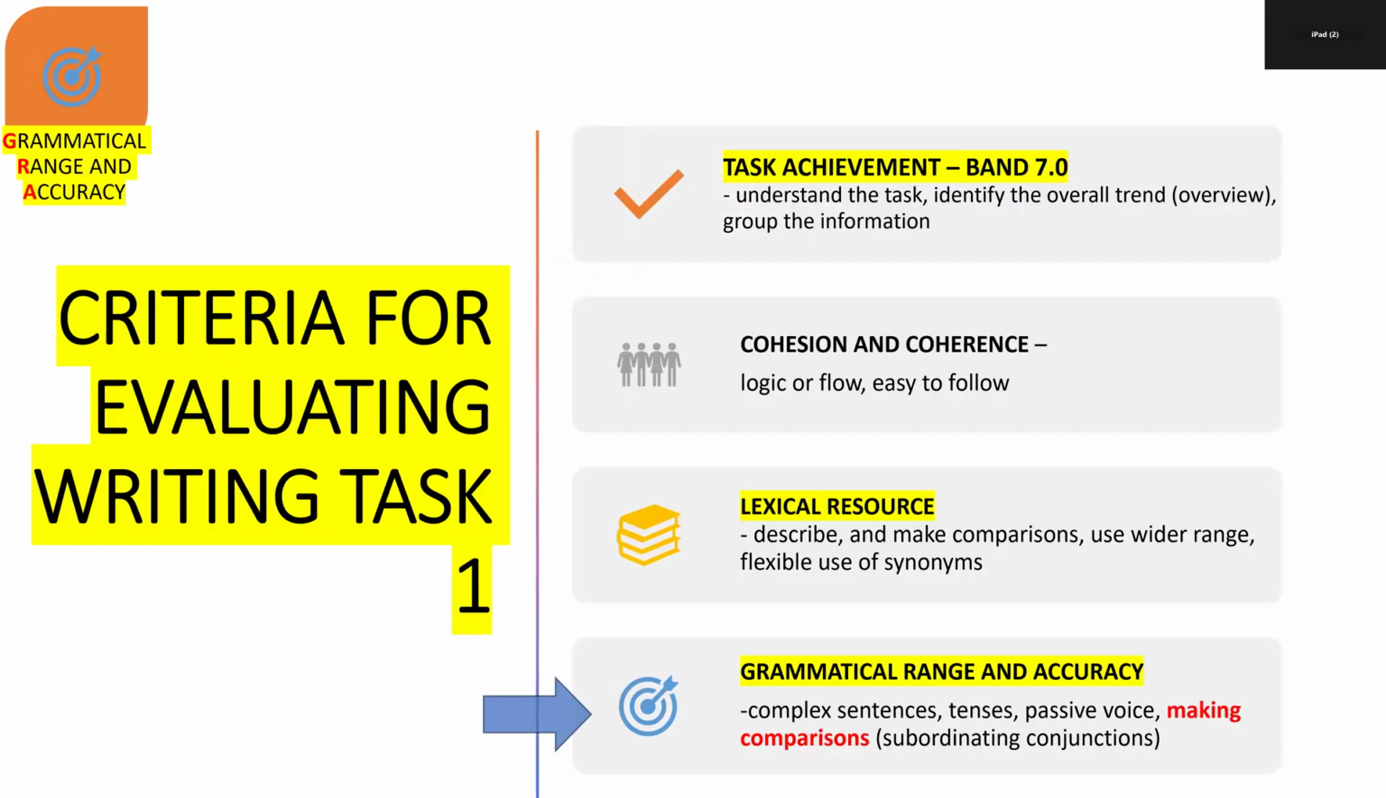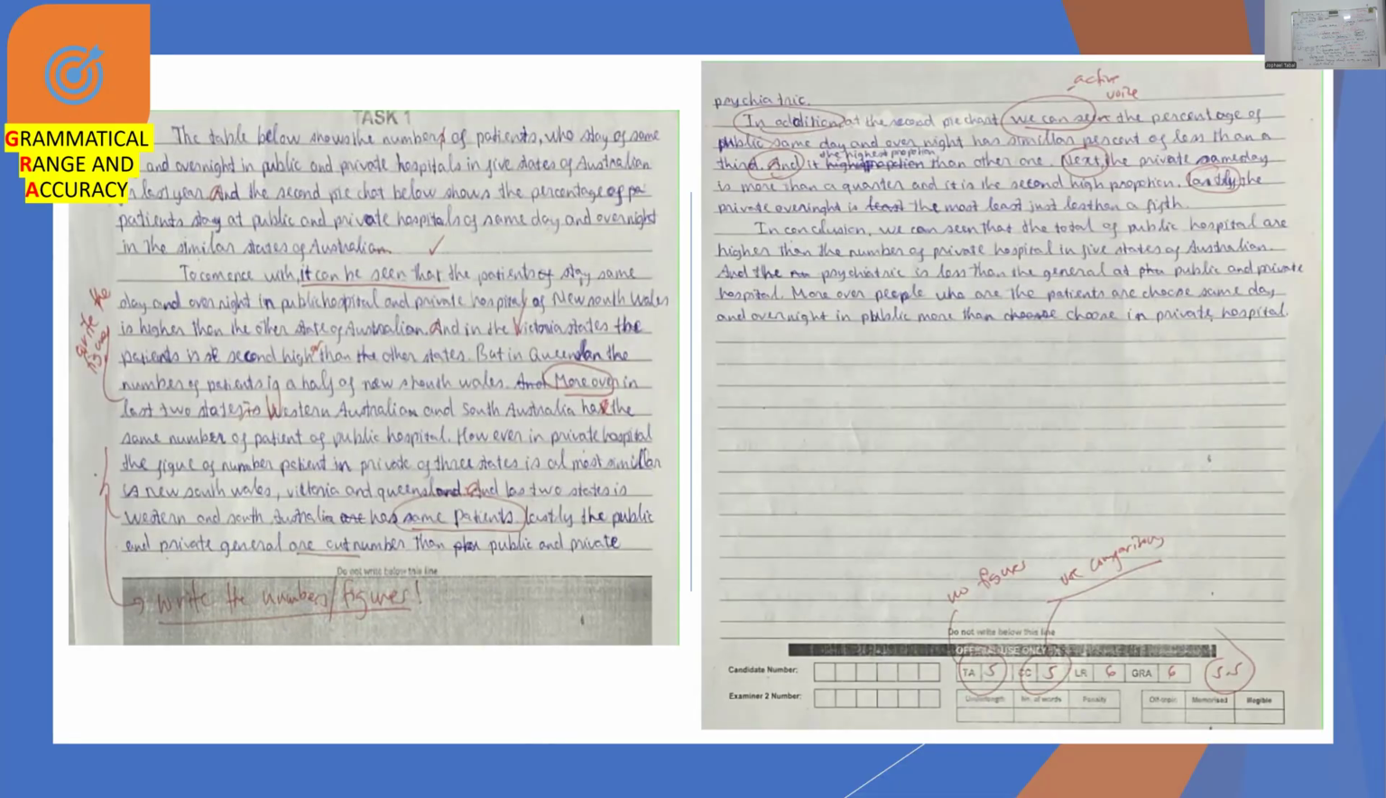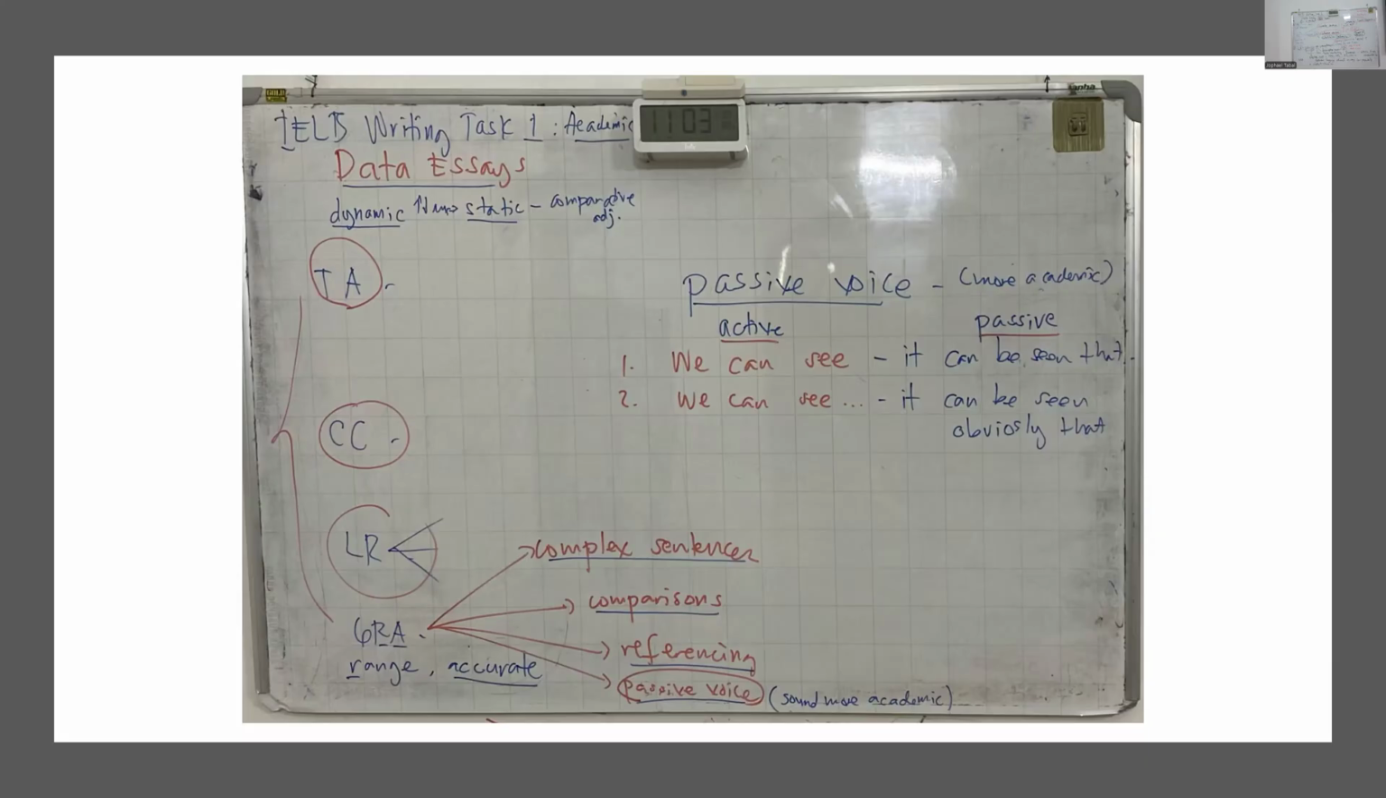So the fourth and last criteria is grammatical range and accuracy. If you check the model answer from a student, he got a score of 6 for GRA, grammatical range and accuracy. And I think it's not bad. Now, there are 4 key points. If you check the board there, in improving the grammatical range and accuracy, there are 4 key points to consider. We have the use of complex sentences, comparisons, and referencing.